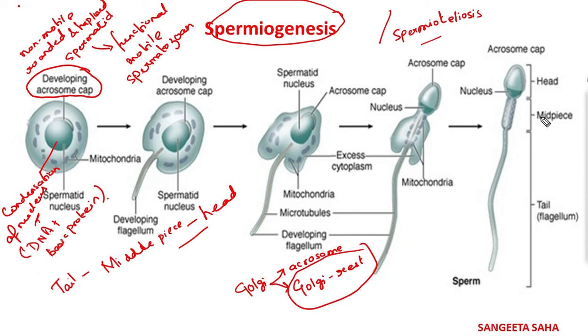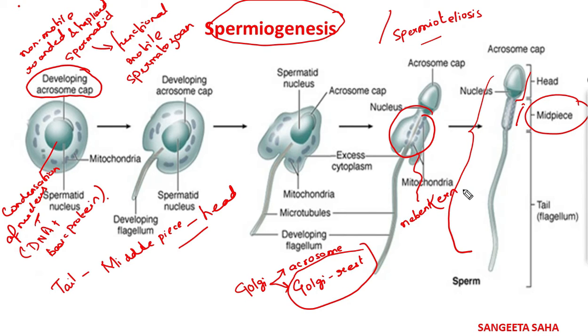The next change observed here is that the cell becomes elongated like this and it forms a neck connecting the head to the middle piece and the tail. The middle piece contains the mitochondria and this mitochondria forms a spiral ring behind the neck around the distal centriole and proximal part of the axoneme, and this is known as Nebenkern.